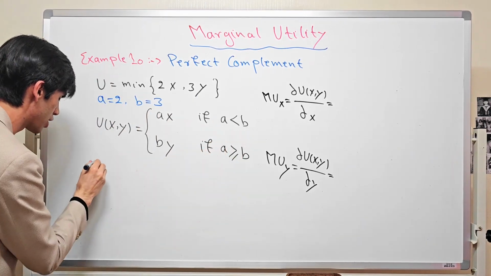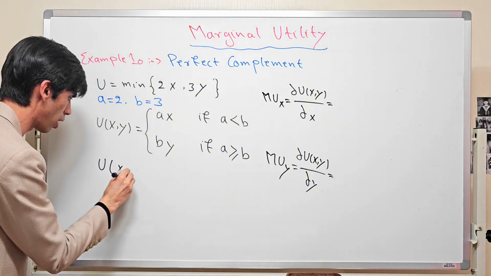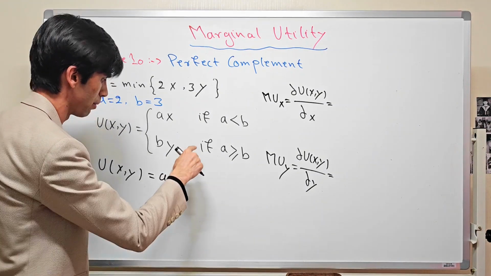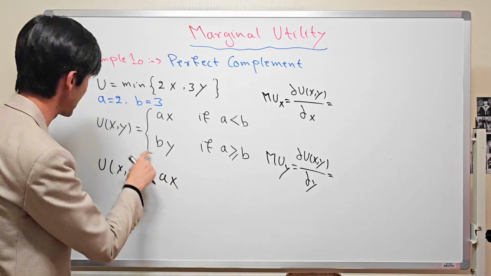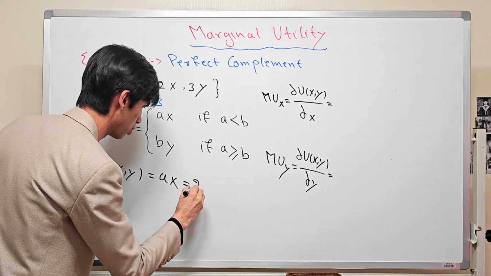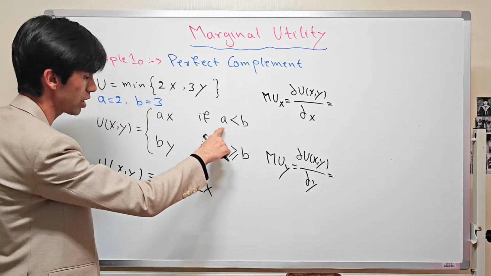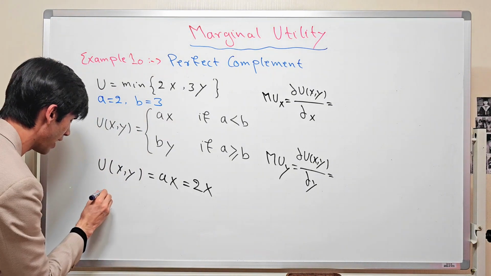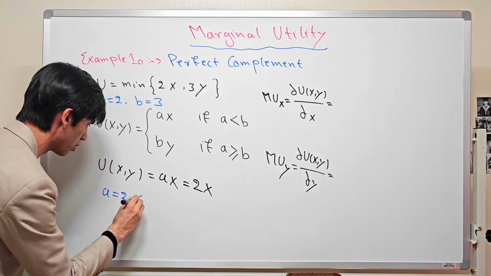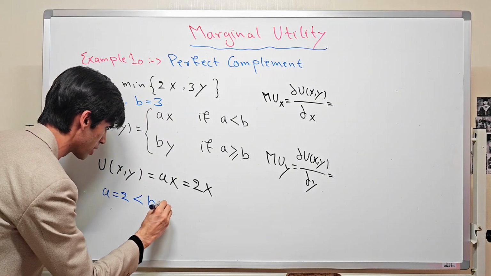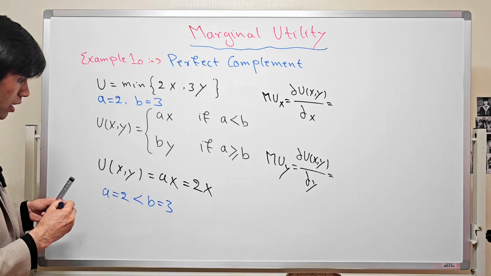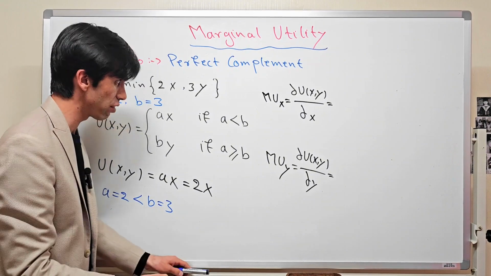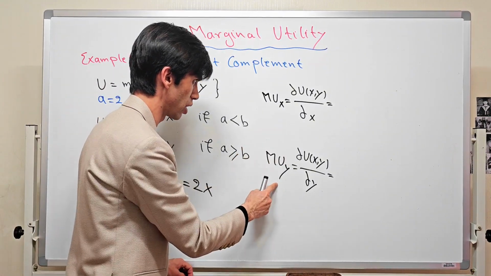So then, this utility function U(x,y) will take this format, which is ax, and a is equal to 2 here. It will change to 2x. Why? Because a, which is equal to 2, is less than b, which is equal to 3. So now, when this utility function changes to this format, we can easily find the marginal utility of x and the marginal utility of y.